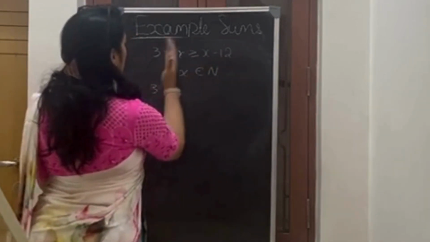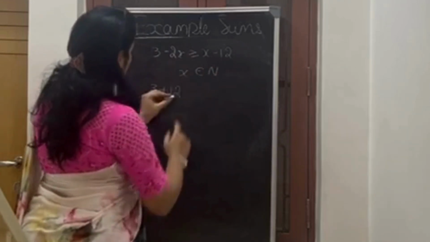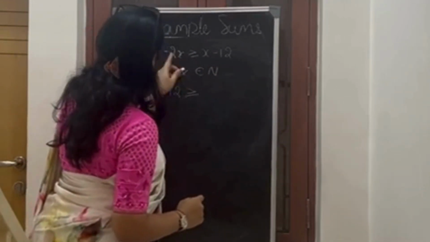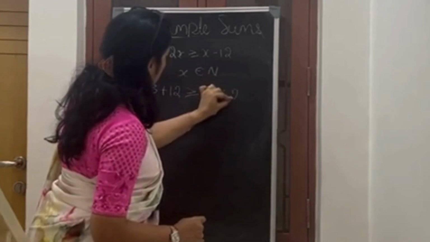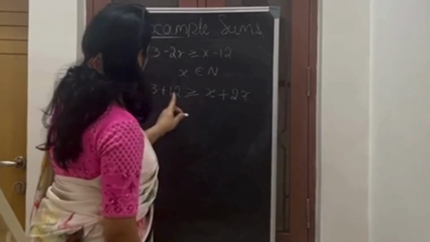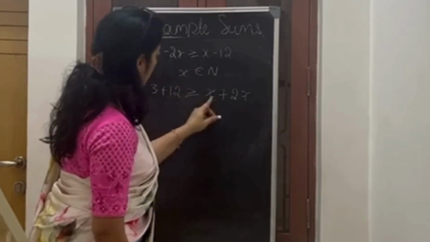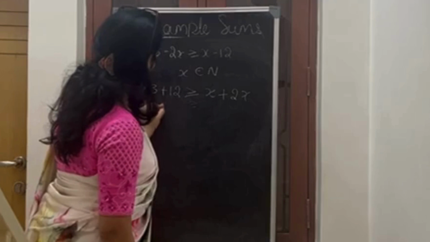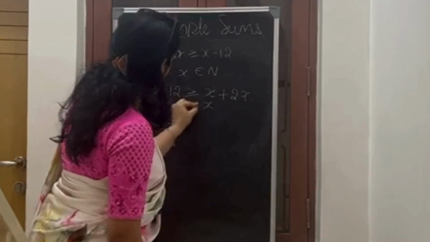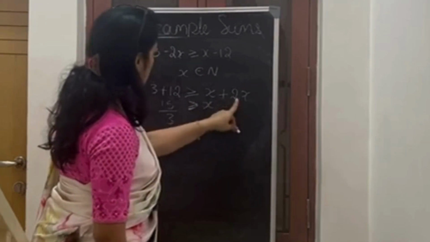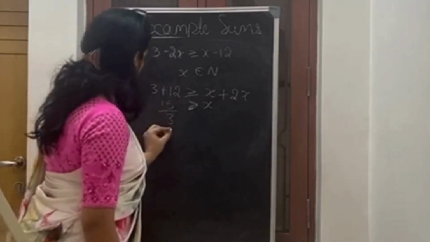So I'll take 12 to the other side. It will become plus 12, because this is minus, it will be plus 12. Then x plus 2x. Now when I solve this, 3 plus 12 is 15. 15 is greater than or equal to 3x. So what I'll do, 15 divided by 3 is x. What I did, this was 3x, I took 3 this side, it became division. Now 15 by 3 is 5.